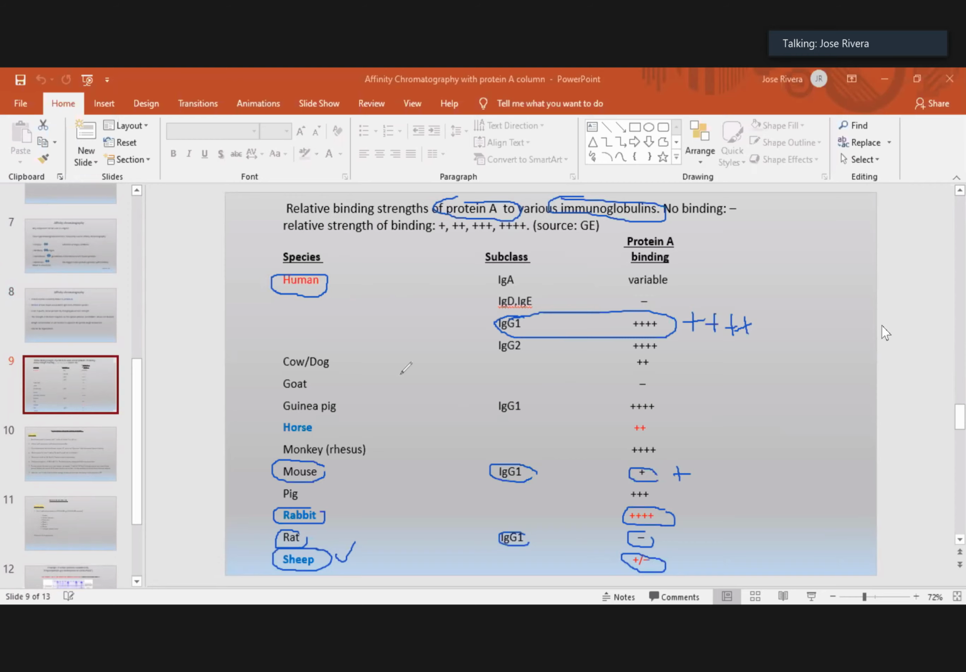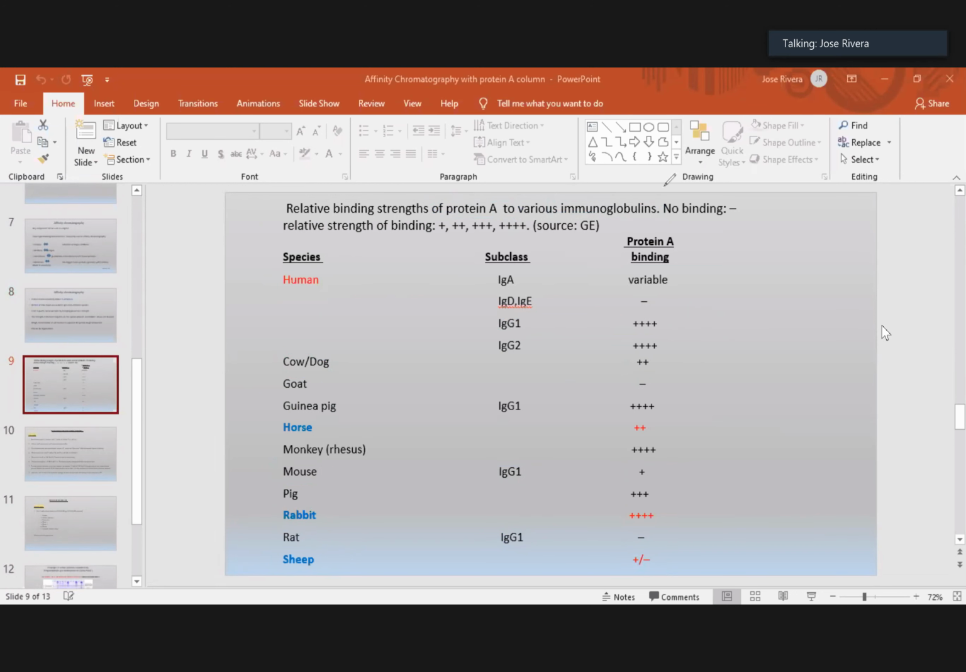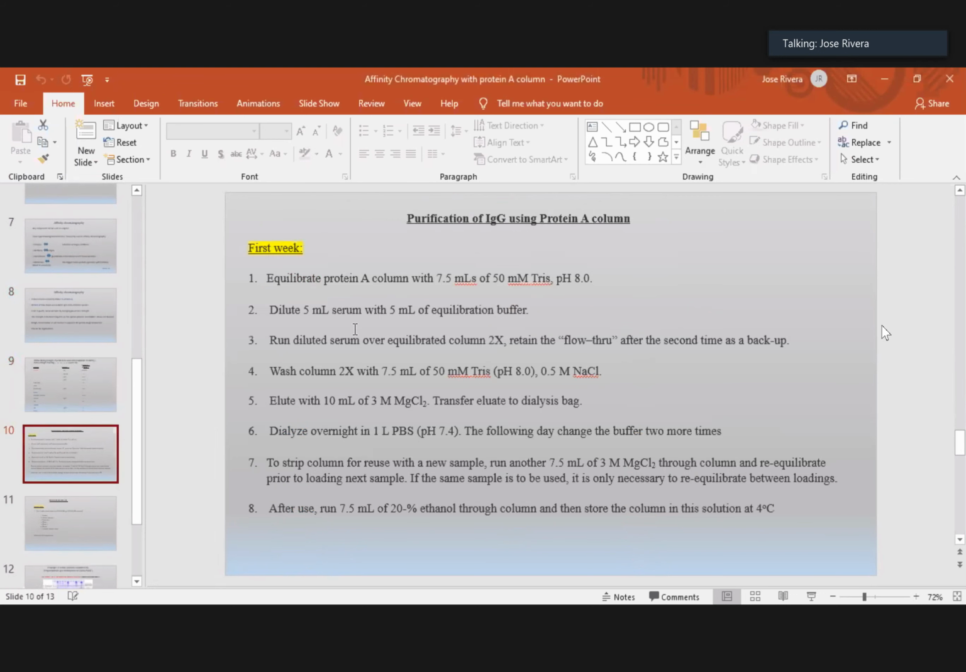And we use cow too, I think. That one doesn't bind. It still binds, but not as well. Okay, so the procedure to do this is here, but I'm not going to go over this because this is only if you were doing the experiment.